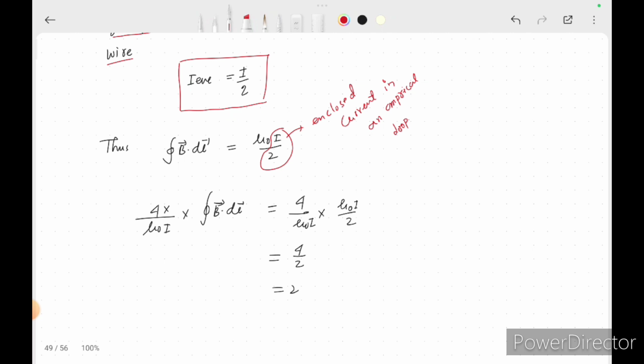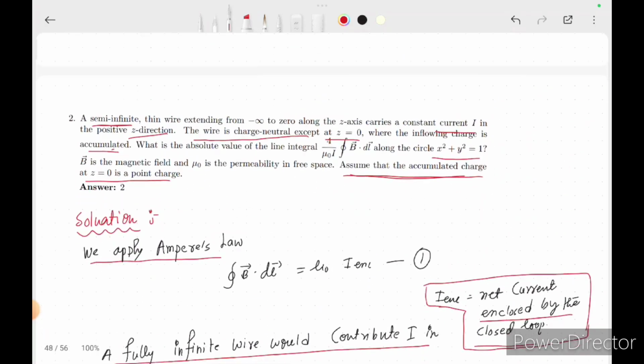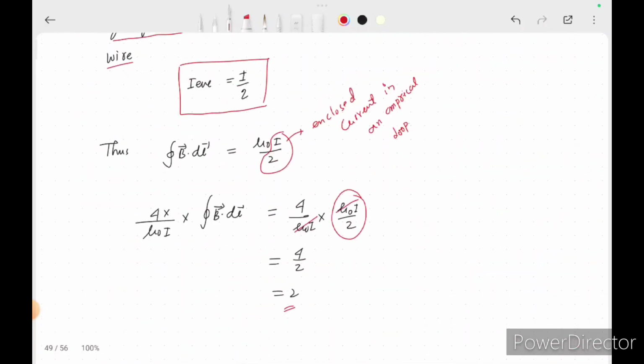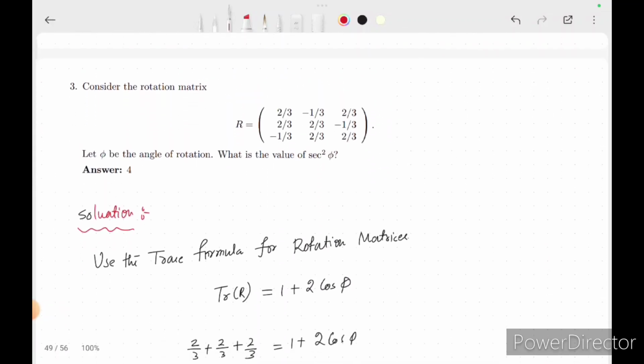Now in our question they ask to find the integral, 4 upon mu 0 I times the integral of B dot dl. That equals 4 upon mu 0 I times mu 0 I by 2. Mu 0 I cancel each other, so 4 upon 2, and the answer is 2. So finally the integral equals 2. That is what was asked from Ampere's law.